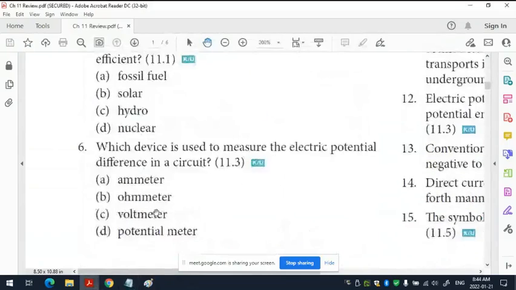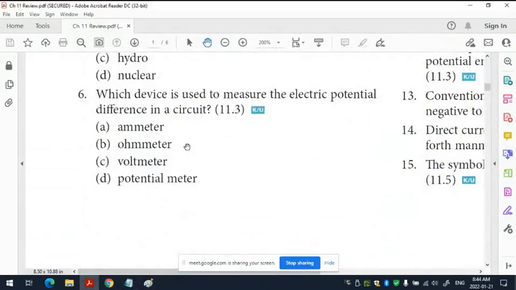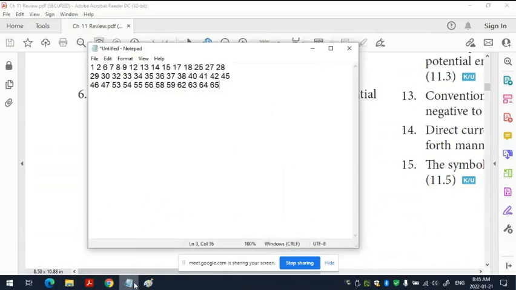Number 6. What device is used to measure the electric potential difference in a circuit? Voltmeter. Ammeter measures amperage. Ohmmeter measures what? Ohms, which is resistance. Voltmeter measures what? Voltage, which is another word for potential. There's no such thing as a potential meter. It's basically voltmeter. Some people in England call it a potentiometer. We just call it voltmeter. So it is the voltmeter. Number 7.